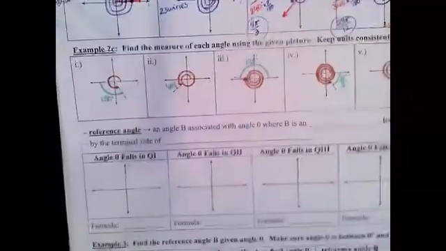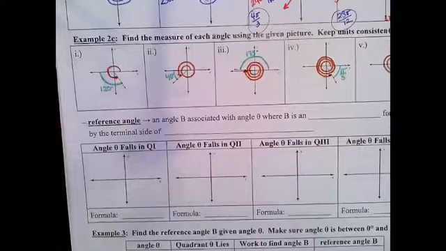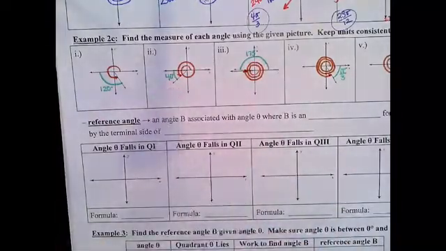Okay. Example 2C is the opposite. Using the given picture, you're finding the measure of each angle. Again, keeping in mind if it's positive or negative, they give you a little bit of a reference number to use as well.